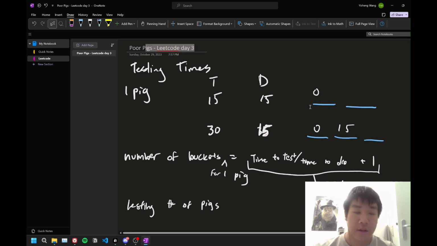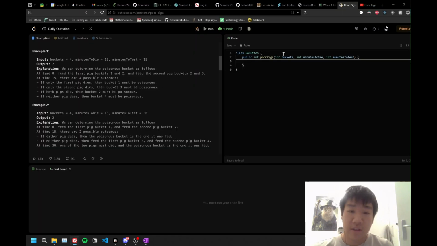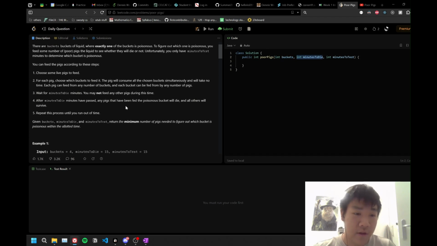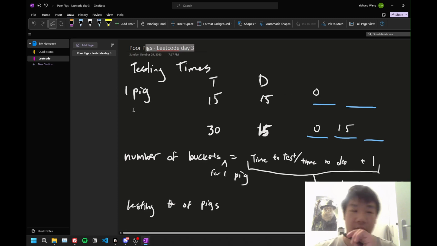But okay, so let's talk about these tests. T is the total amount of time you're allowed to test, and D is the amount of time it takes for the pig to die. So if you had one pig, you could test two potentially poisoned buckets. The question gives you the number of buckets, and you need to provide how many pigs you need.